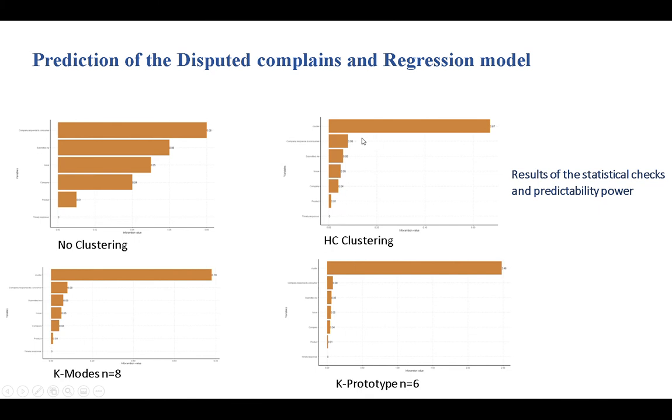For the HC clustering, the clusters had a very high predictability power, which is 0.67. For the K prototype, it was the highest, 2.48, so it pushed the predictive model very well. And then the K mode has 0.78.